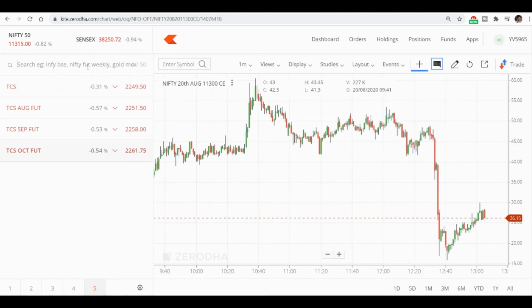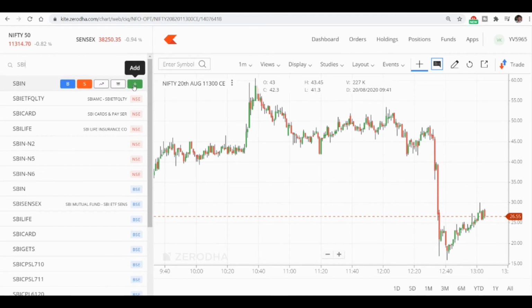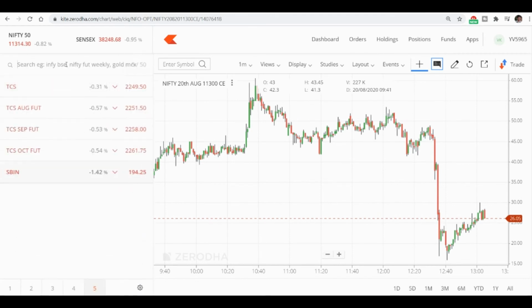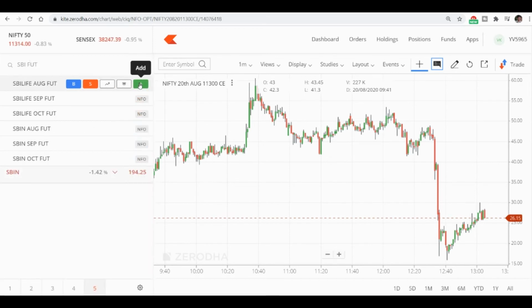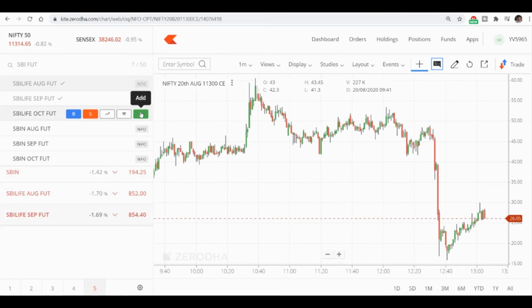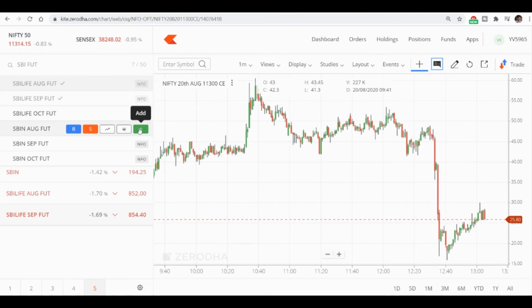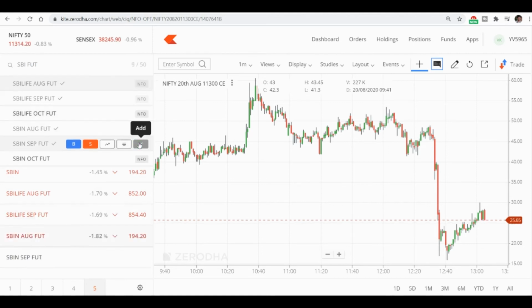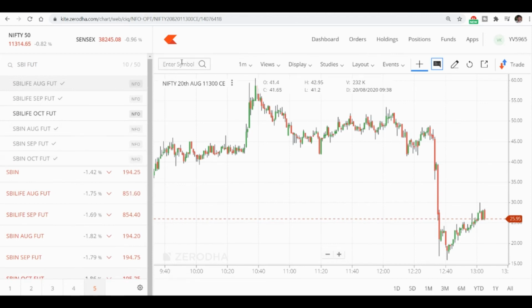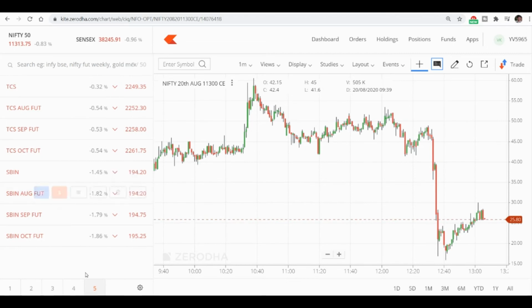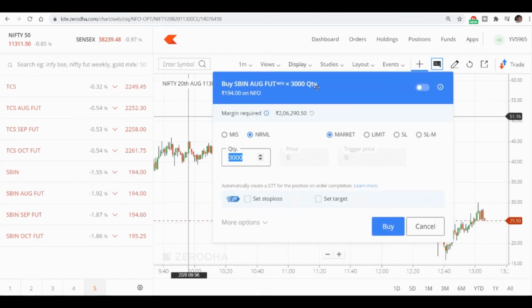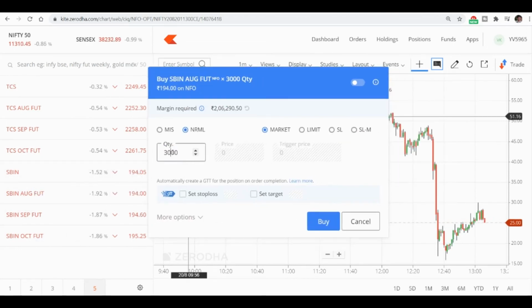I will go with SBI, State Bank of India. So here you see State Bank of India has a lot size of 300. I will go and choose, yes, not SBI Life, sorry, it's SBIN. So I will also show where to see all these contracts. So here you see State Bank of India. The lot size is 3,000. For every 1 rupee change you will get 3,000 rupees. So here the lot size is very high, the risk will also be very high.